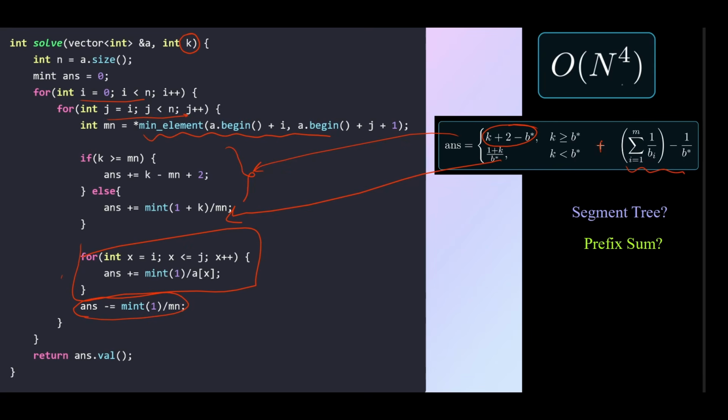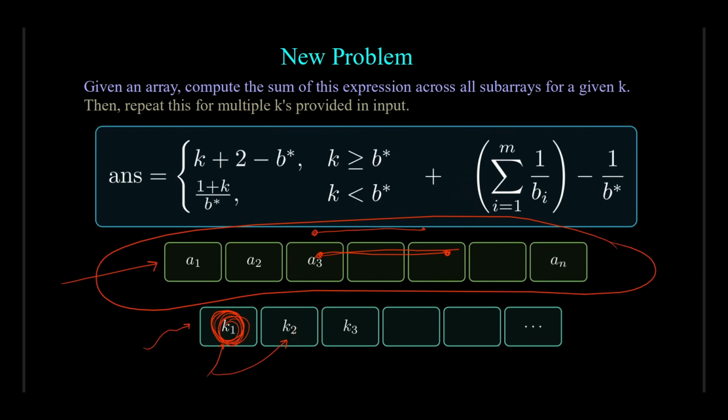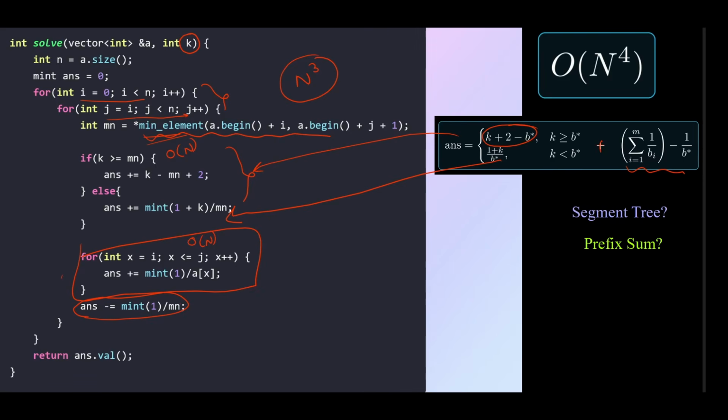So the time complexity of this solution is O of n to the power 4. Why? Because there are two loops for iterating the subarrays, and this function min element works in O of n time, and also this sum function works in O of n time. So this is n cube for a single k, and you are given multiple k's in the input. So the total time complexity is O of n to the power 4. So how can we optimize this solution?